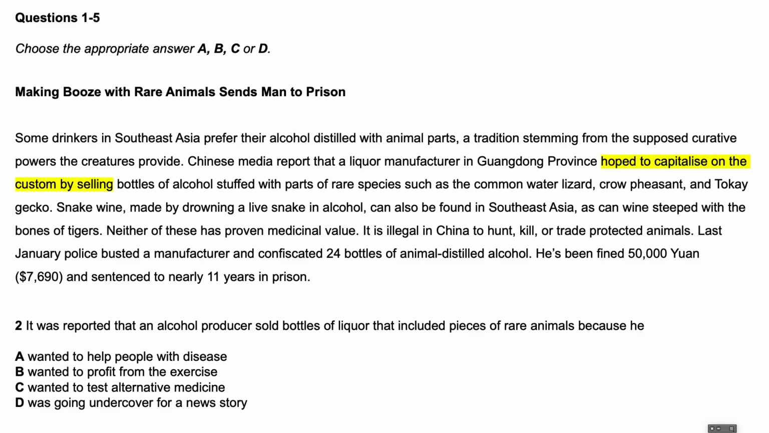Which one of those answer options says the same thing but uses slightly different words, synonyms or paraphrases? And the answer, of course, is he wanted to profit from the exercise. So specifically, we're looking at the word capitalize or sell, and that verb there, profit. So that is the correct answer.